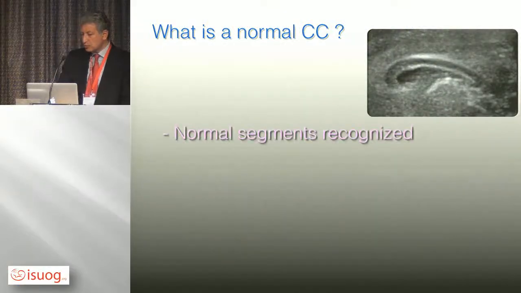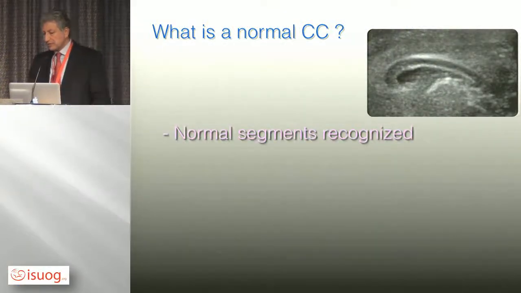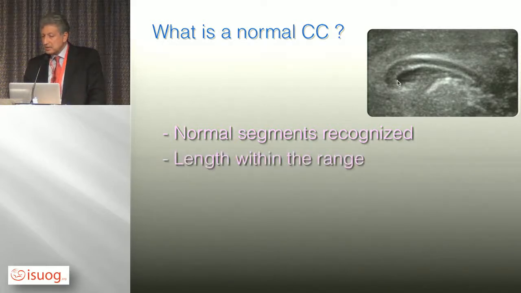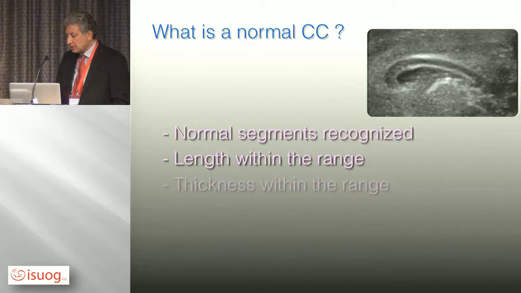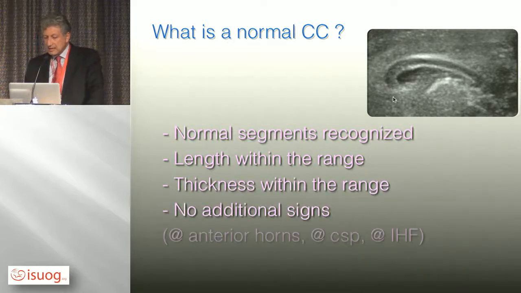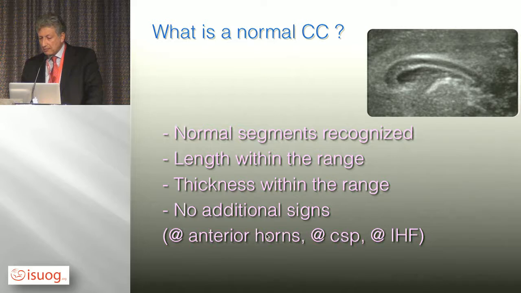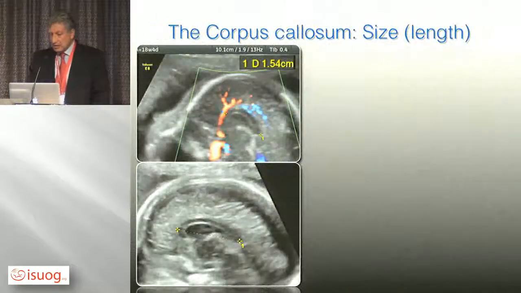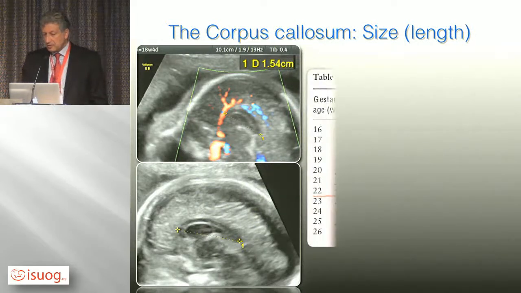For a targeted examination, a normal corpus callosum should be recognized: it has to have a length within the normal range, a thickness within the normal range, and it shouldn't have additional signs such as abnormal anterior horns, abnormal cavum septi, or changes at the interhemispheric fissure. The normal length at 18 weeks is 15 millimeters, and at 20 weeks, 23 millimeters.